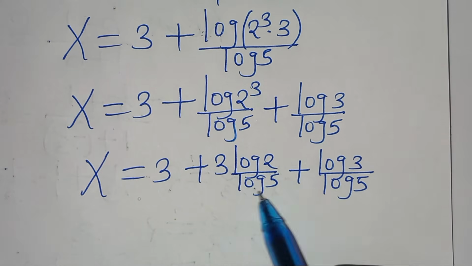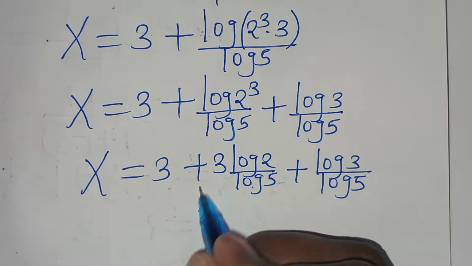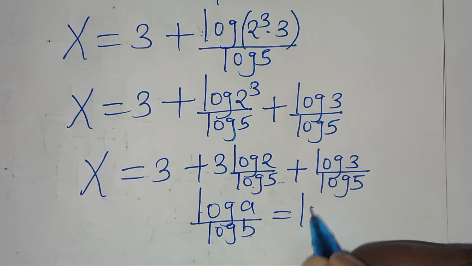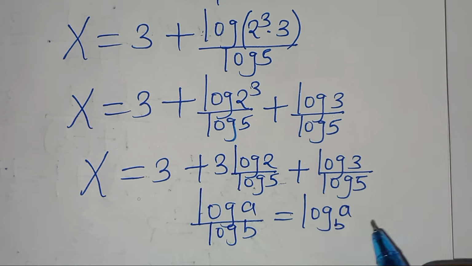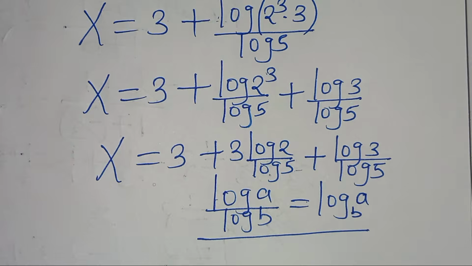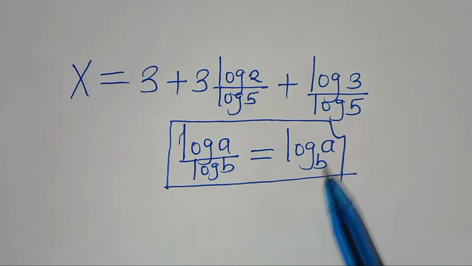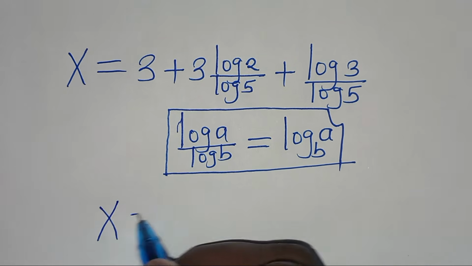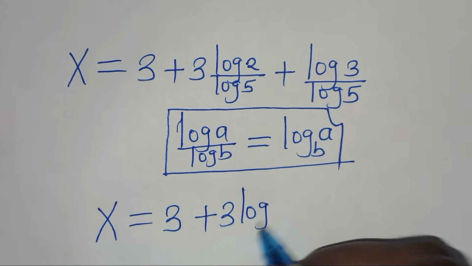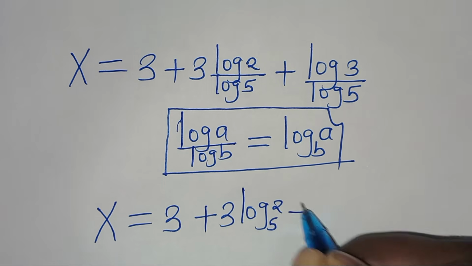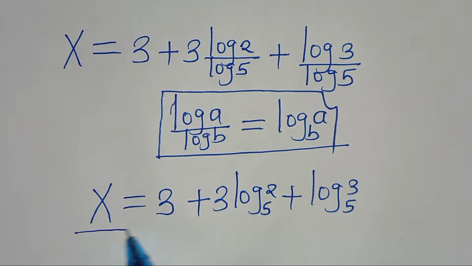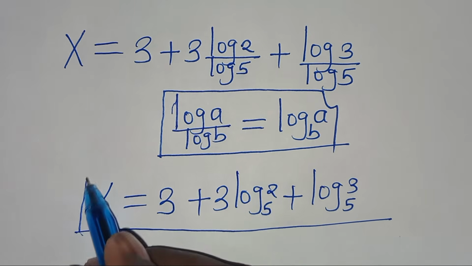So now, log 2 over log 5 or log 3 over log 5, this is in the form of log a divided by log b, which we can express as log a to base b. So let's apply this logarithm property. Now applying this logarithm property, we have that x is equal to 3 plus 3 log 2 to base 5, then plus log 3 to base 5. So this is the value of x.